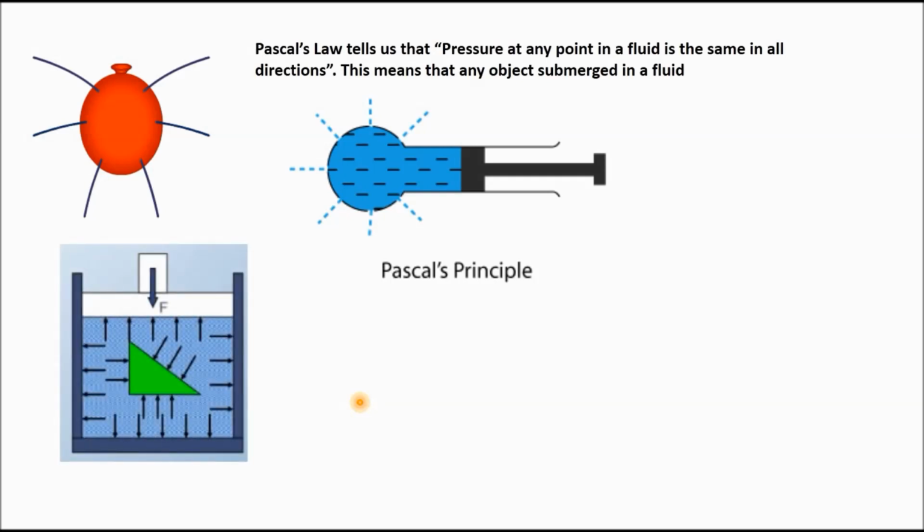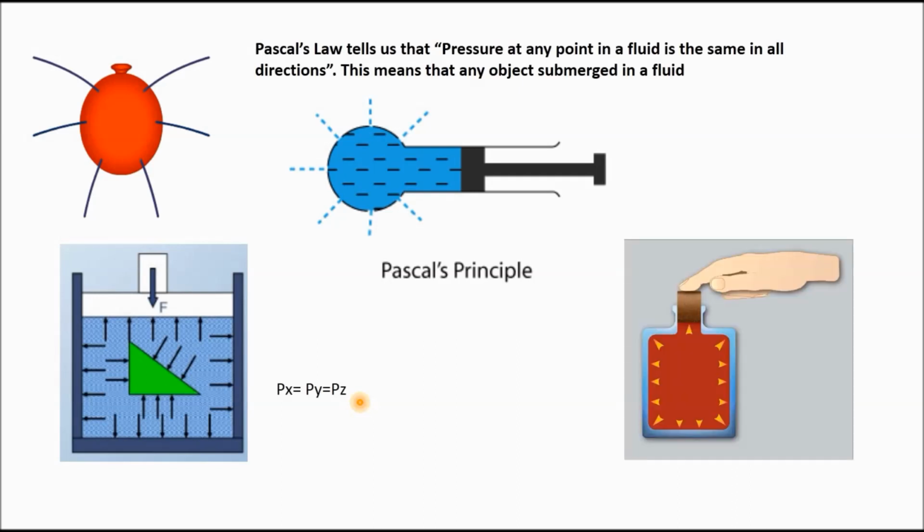For that reason he took a triangle shape, and in the triangle he showed that the pressure is acting the same in all directions. Even fluid pressure is the same in all directions on the wall of the container. Wow, this is a very important formula. He shows that the pressure in the X direction, the pressure in the Y direction, and the pressure in the Z direction are all the same.